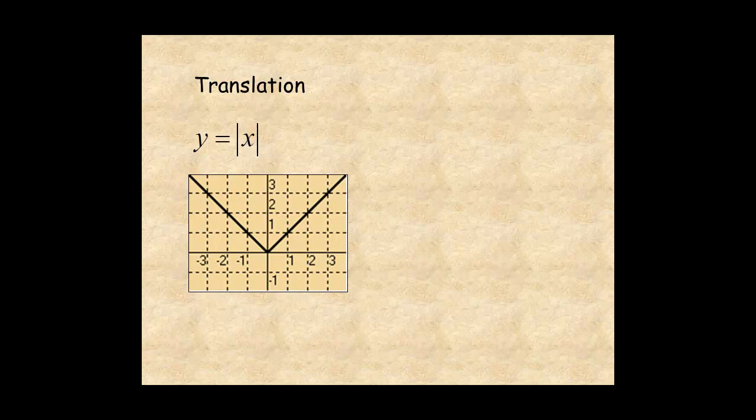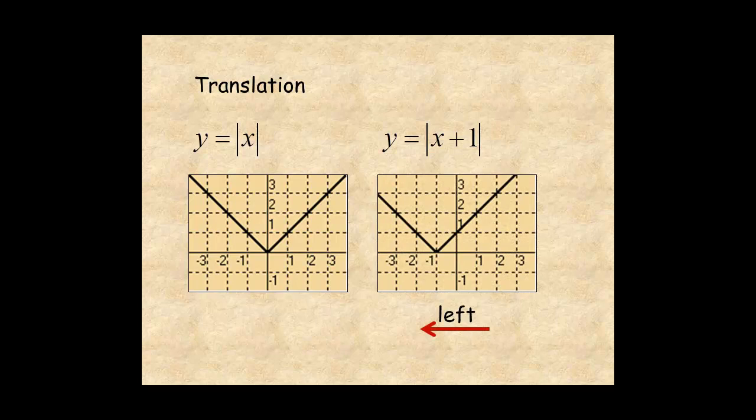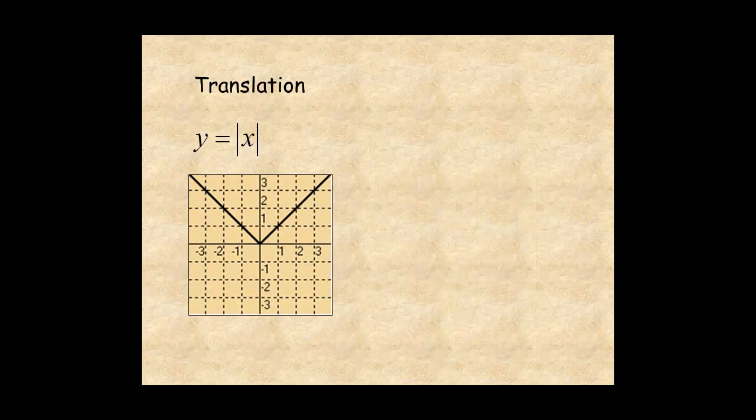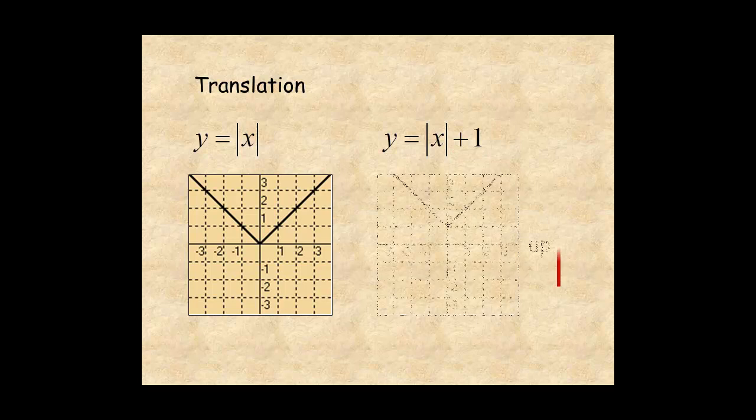If you replace x in the function with x plus 1, the graph translates 1 unit to the left. The vertex is now at negative 1 on the x-axis. If you add or subtract a constant to the function, the graph translates up or down. For example, if you add 1 to the function, the graph translates 1 unit up.